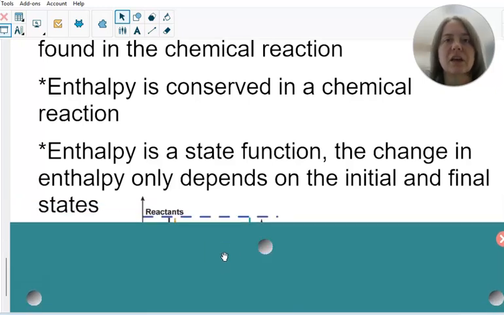What does that mean? That means the change only depends on the initial and the final. It doesn't matter how you get there, just where you started and where you ended. That's the only thing that matters. So a state function only matters where you start and where you end. It doesn't matter the path that you take.